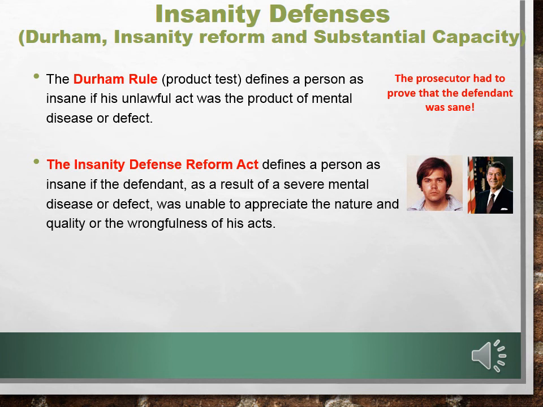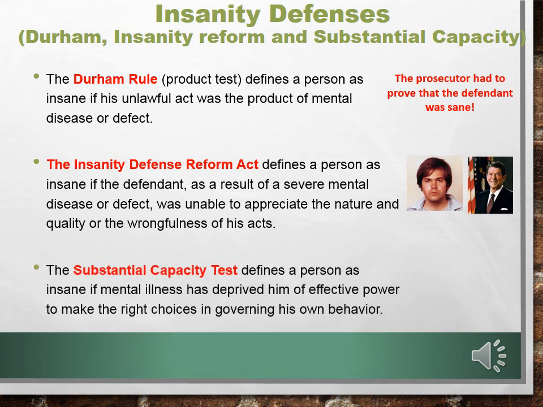Law professors also took a crack at changing the insanity defense, and they came up with the substantial capacity test, which defines a person as insane if mental illness has deprived him of effective power to make the right choices in governing his own behavior. What does that mean? Well, we all have the ability to make right choices. But if your ability is deprived or stopped by mental illness, under the substantial capacity test, you are not guilty by reason of insanity.